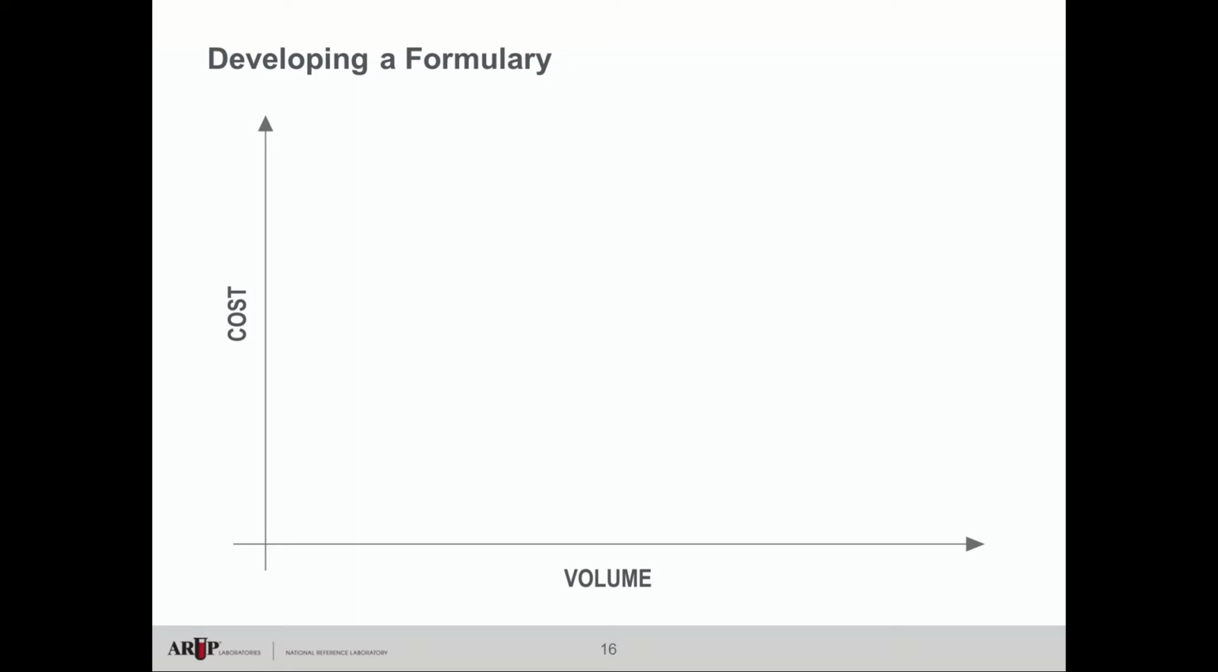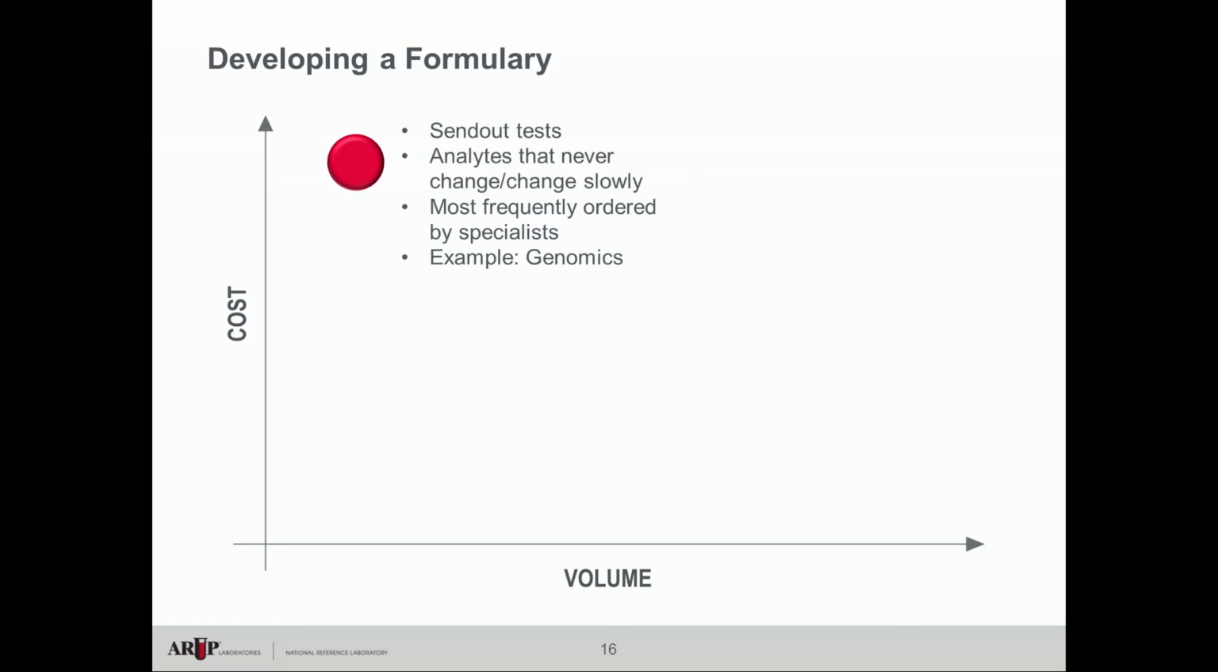The word formulary comes out of the pharmacy world, where it talks about the ways that different drugs are categorized by cost and use and specialty in order to manage the use of drugs more effectively. The analogy here on the laboratory side is to categorize laboratory tests in ways that are useful for management. So one way is to categorize by cost and volume. For example, there are low volume, high cost tests, particularly send-out tests, high-end genetic tests, oncology tests, genomics.